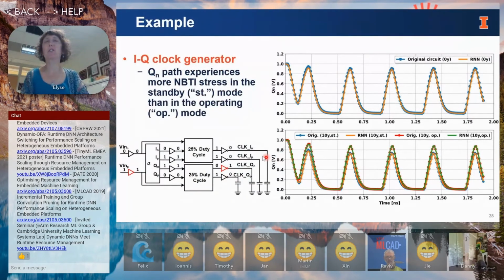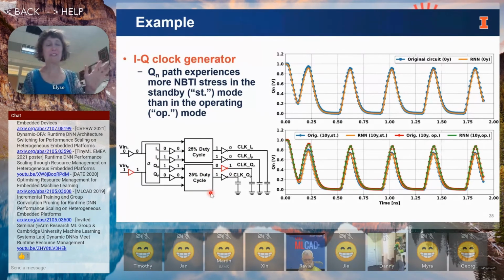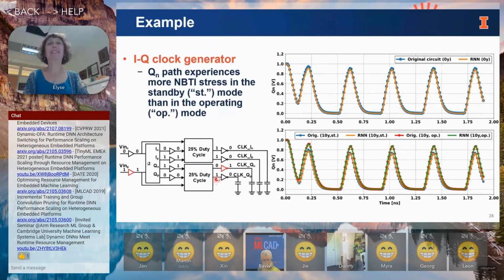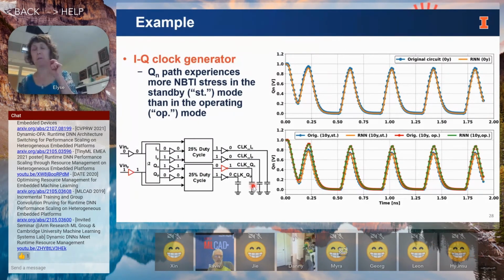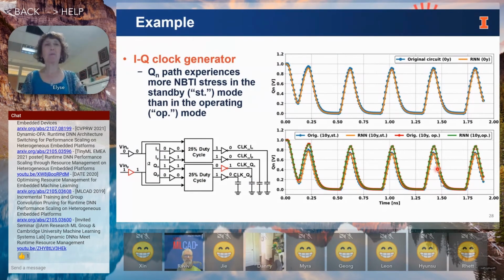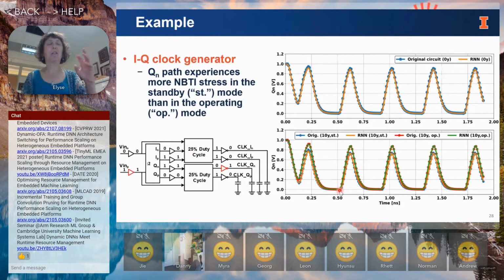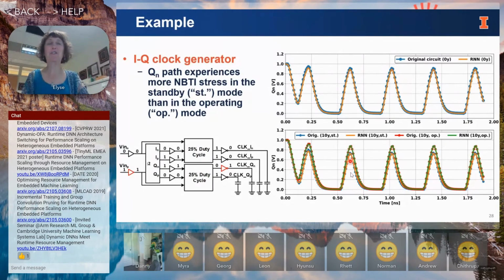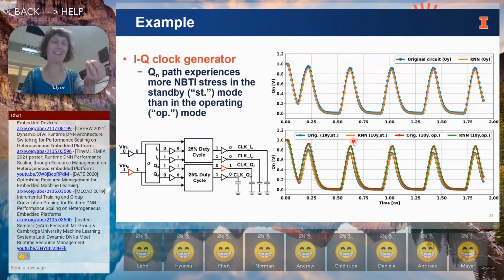Just one quick example shown here. This is an IQ clock generator circuit. It's very well known that this has a reliability problem if it's put into standby mode for a long time, because in standby mode, the in-phase and quadrature clock paths experience very different amounts of BTI stress. And that's captured in the simulation shown here, where we show the output of the QN clock path after 10 years of continual operation and 10 years sitting in standby. You see there are two sets of results, and each set has two simulations, one using the netlist and Cadence RelXpert, and one using the RNN model, and the RNN model and RelXpert provide identical results.